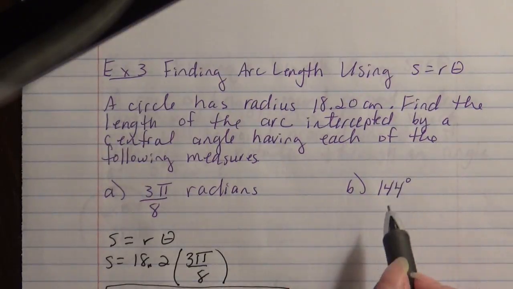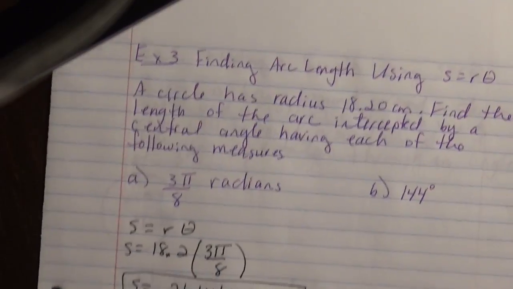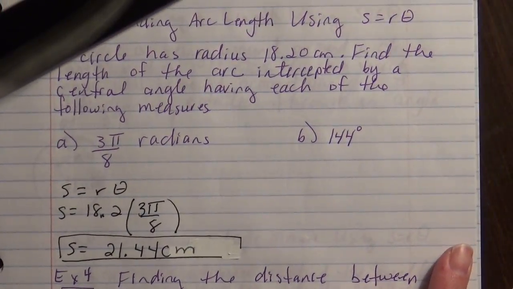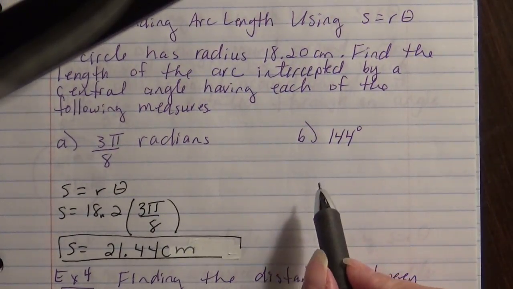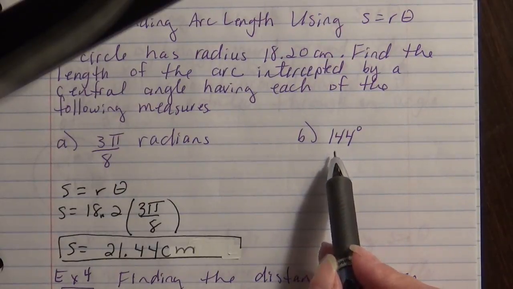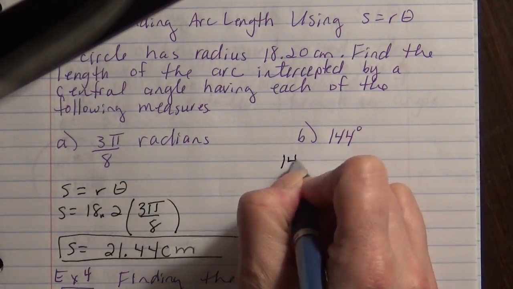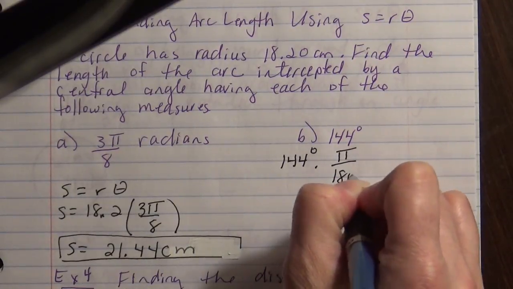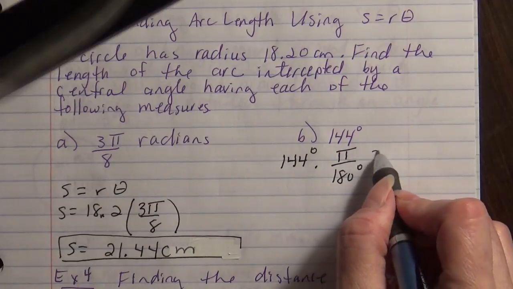For part B, my angle is 144 degrees. Before I can go to the formula, though, I have to convert this into radians. So I need to say 144 degrees times pi over 180 degrees. And see what that gives us.